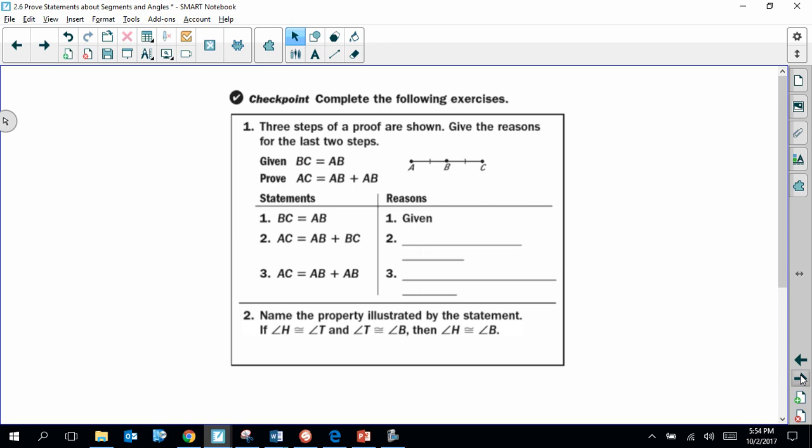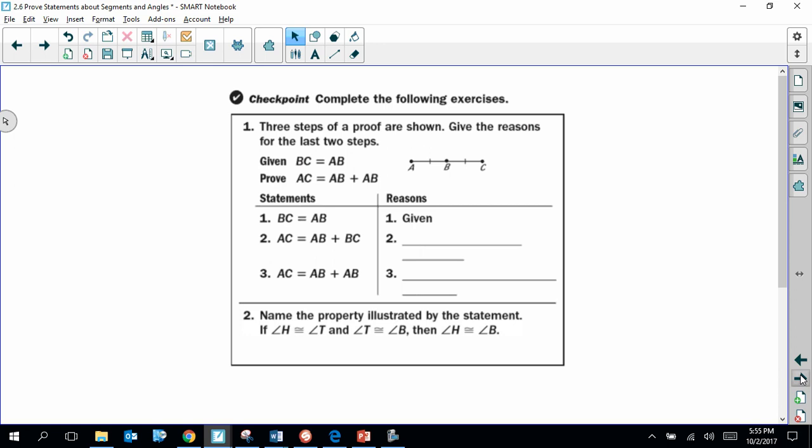All right. Ideally, you have some good answers for the fill-in-the-blank parts of our two-column proof. It's a very, very straightforward, simple two-column proof. And question number 2, again, what property are you seeing illustrated by the statements? Looking at the proof, the first statement is that BC and AB are the same. Well, that's given to you.